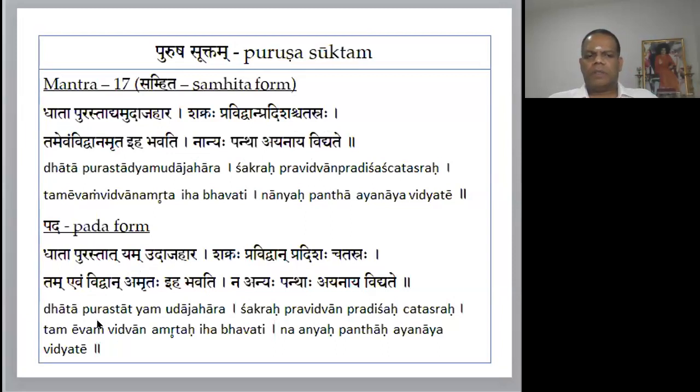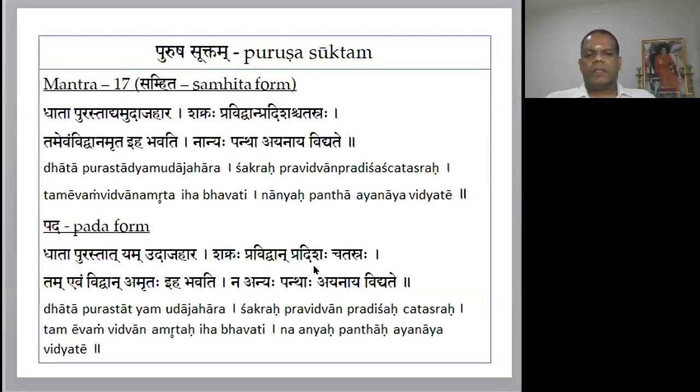Let's look at the sandhi split. Dhata, no change. Purastad yam udajahara. All together it becomes purastadyamudajahara. Purastat and yam, this t becomes d, the third letter in the tavarga. And d plus ya becomes dya. Purastadya, this m and u join to make mu. So purastadyamudajahara. Two sandhis are there. The words which are split are purastat, yam, udajahara.